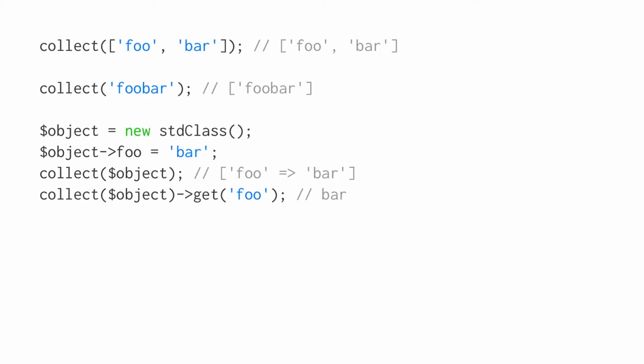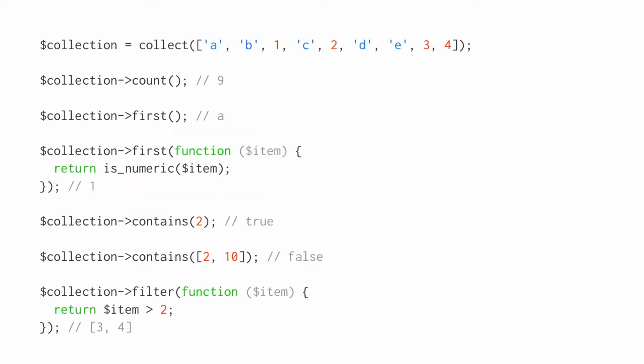So how do you make a collection? The collect function is provided for us. We can pass in either an array or a string or an object, and these are then stored as objects in the collection. Once you've got a collection, what can you do with it? In this case, we've passed an array of items, some are letters and some are numbers. And then from there, we can run methods against the collection.